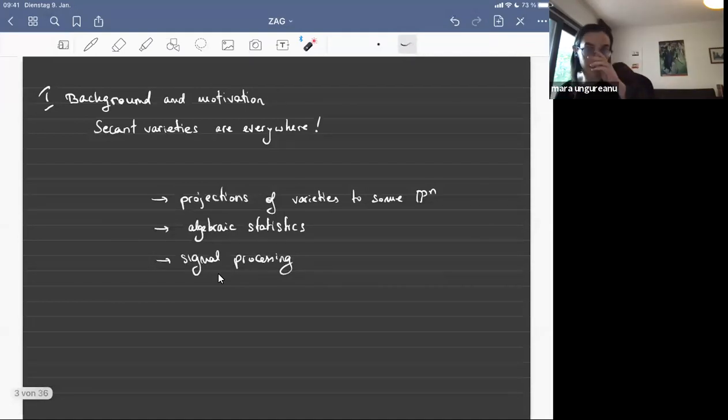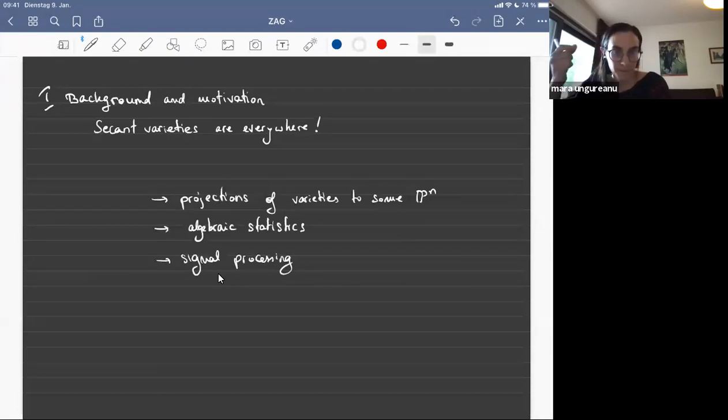So the first question is, of course, why should we bother to study secant varieties? And one possible answer is that secant varieties are everywhere. So for example, you have applications to pure algebraic geometry. If you want to understand whether some varieties have projections to some projective space of a fixed dimension, then you end up asking questions about secant varieties. But you also have more applied applications, if you want.